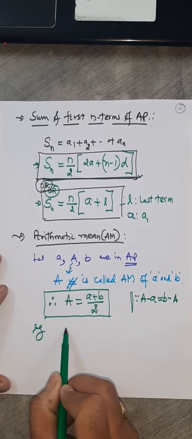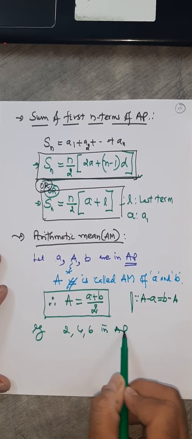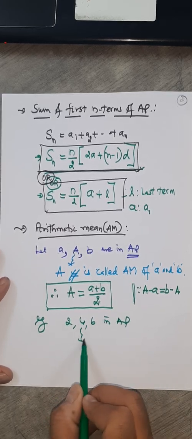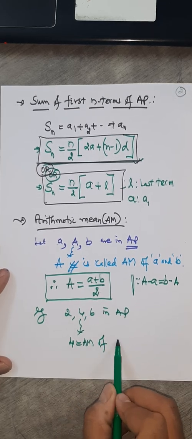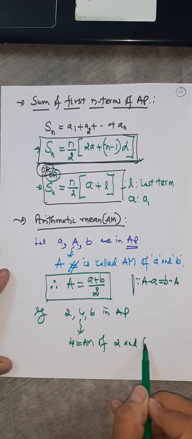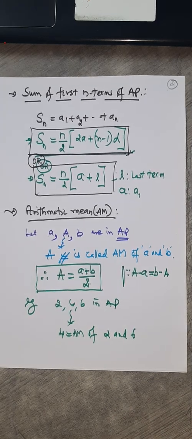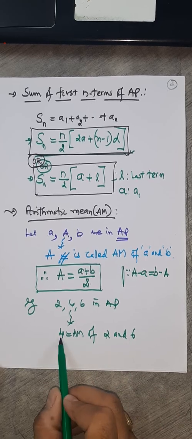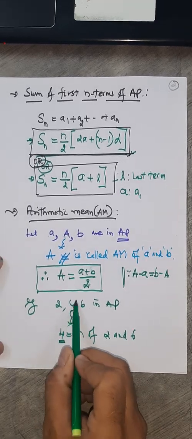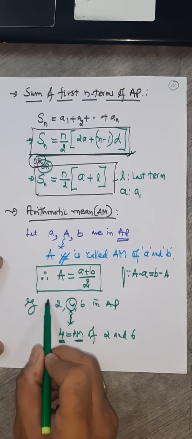For example, see 2, 4 and 6, they are in AP, in arithmetic progression. So 4 is nothing but the arithmetic mean of which two numbers? 2 and 6. 2 plus 6, how much? 8 by 2, which is 4. Right? These three numbers are in AP. The middle number becomes the arithmetic mean of the other two numbers.